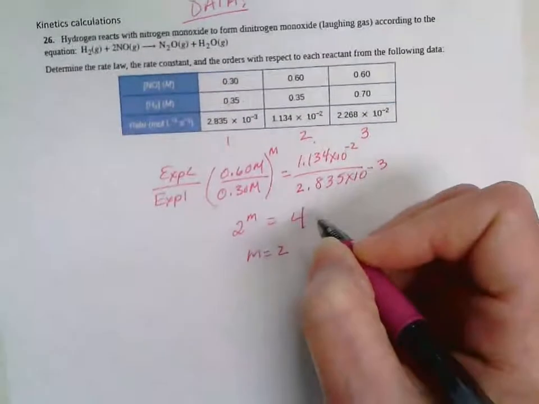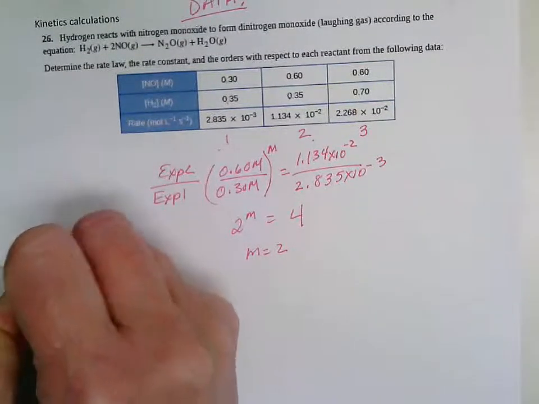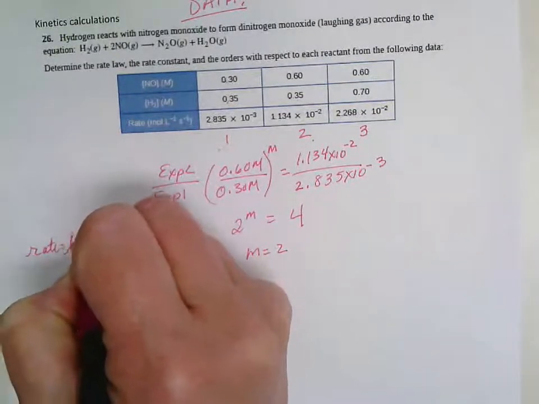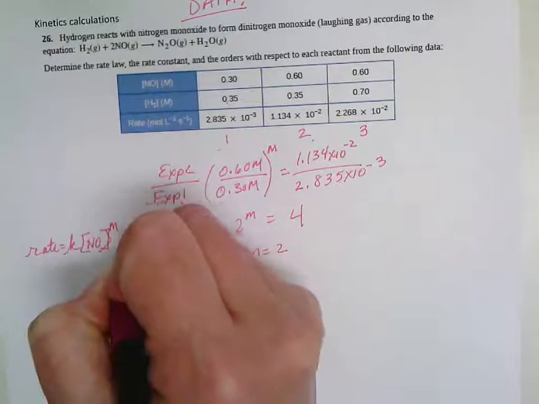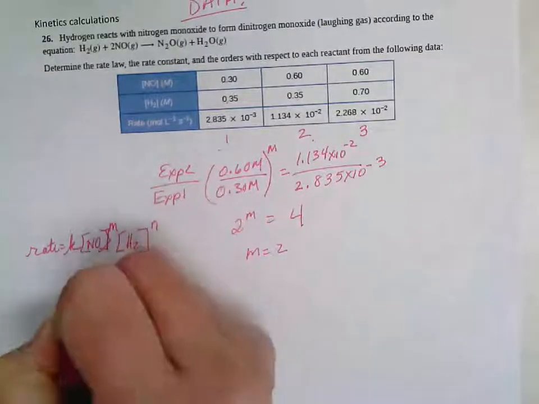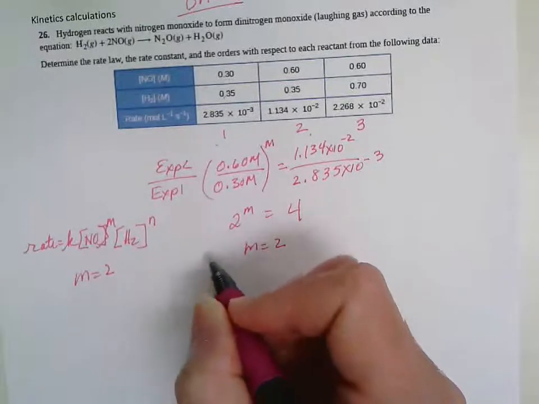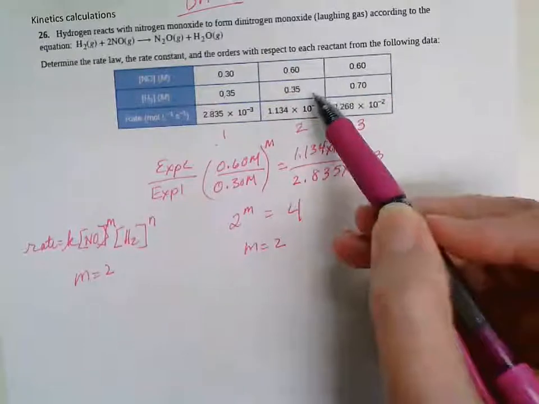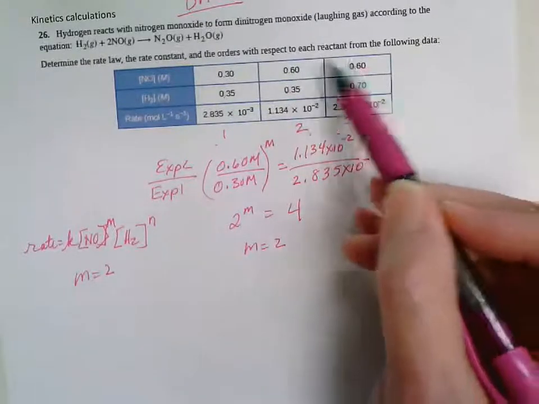What we're trying to figure out is the rate expression, which is going to be rate equals k times NO to the m and H2 to the n. So we figured out that m equals 2. I'm going to do the same thing now, but I'm trying to hold NO constant. So if I compare these two experiments, this doubles, but this is held constant.